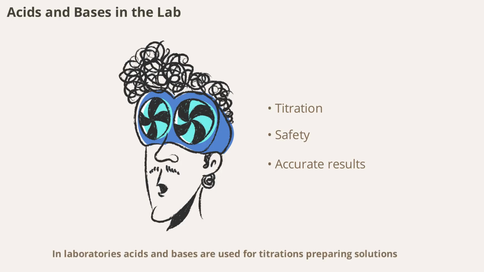In laboratories, acids and bases are used for titrations, preparing solutions, and conducting experiments. Safety is crucial when handling these chemicals, as they can be corrosive. Proper equipment and procedures ensure accurate results and safe practices.